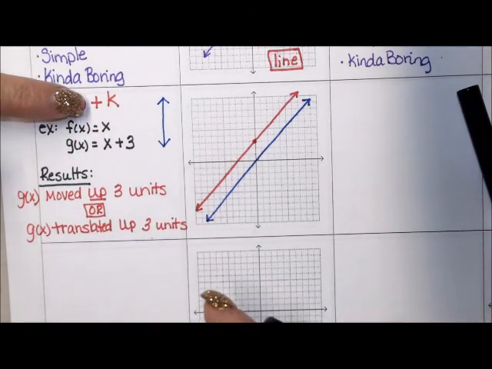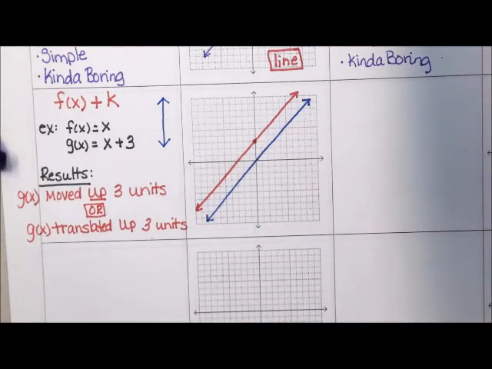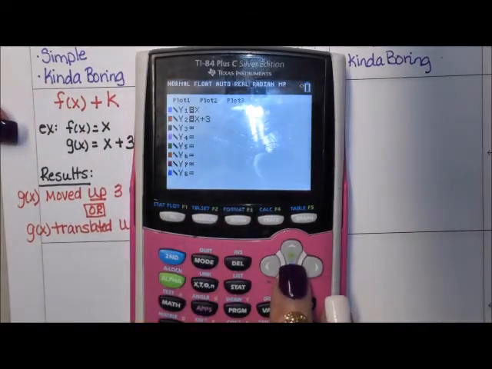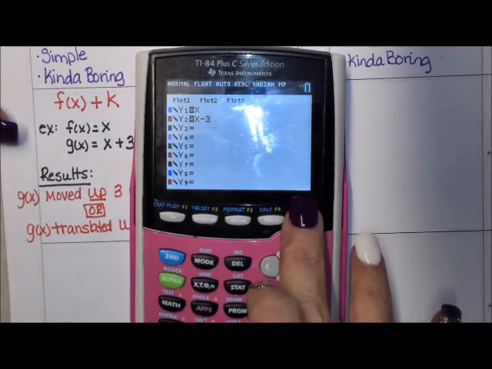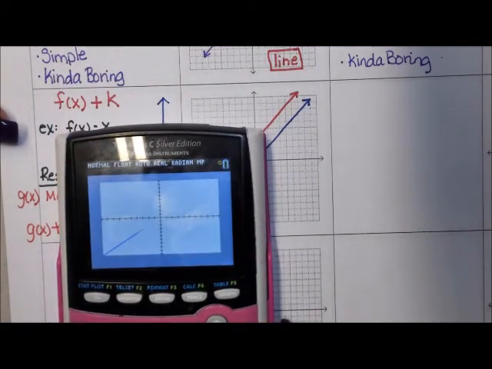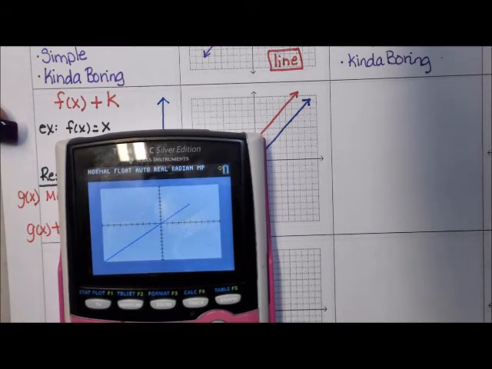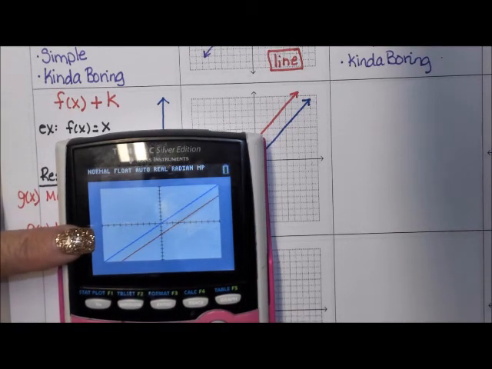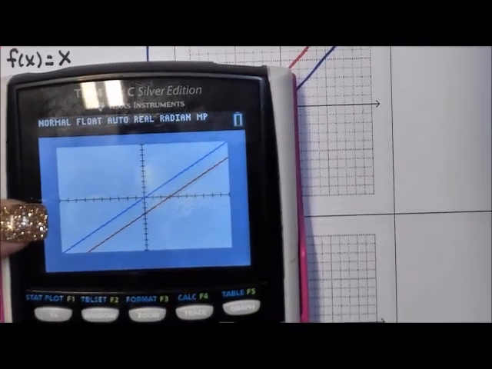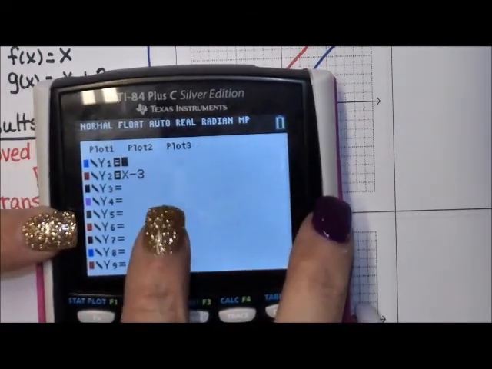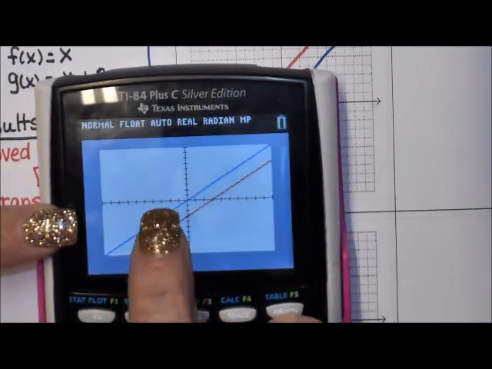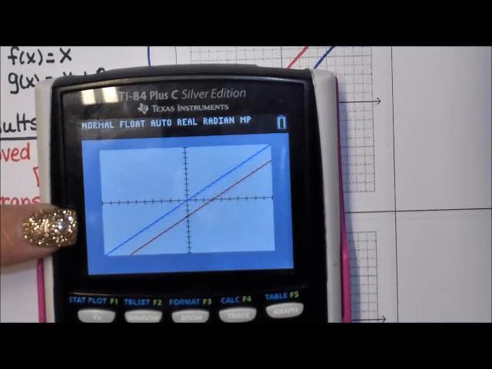What do you think would happen if we subtracted something from the end? Let's look. Let's go to y equals, and let's go here. Instead of adding, let's subtract. And let's graph it. You're probably already thinking, oh, Miss Dean, it's just going to move down. Let's see. Oh, looky there. You were right. It just moves down. Okay, so if I subtract, it just moves it down.